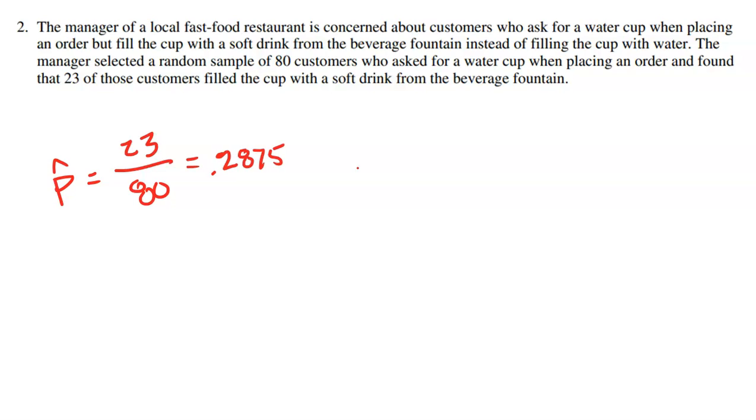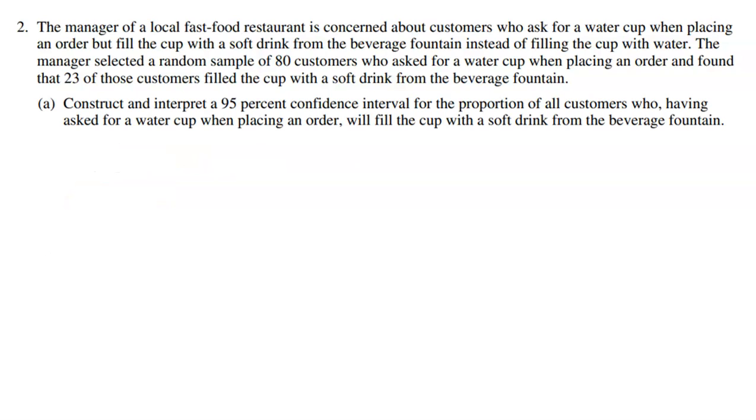Let's actually dive into what the question asks us. Part A says to construct and interpret a 95% confidence interval for the proportion of all customers who have asked for a water cup when placing an order, but will fill it with a soft drink from the beverage fountain. Now, understand that's exactly what a confidence interval is for.